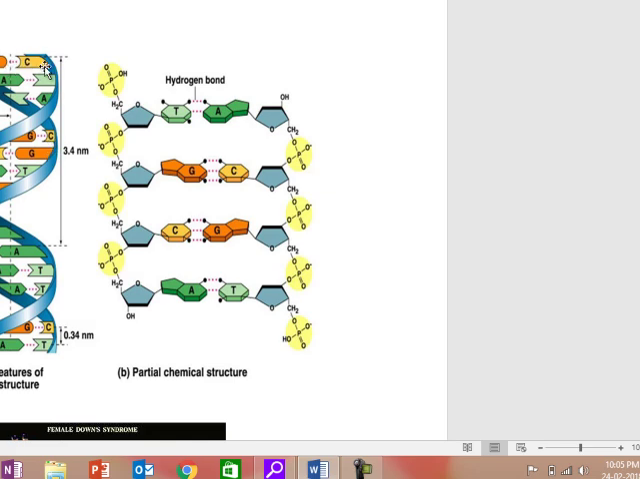Here this is known as groove or one helix.